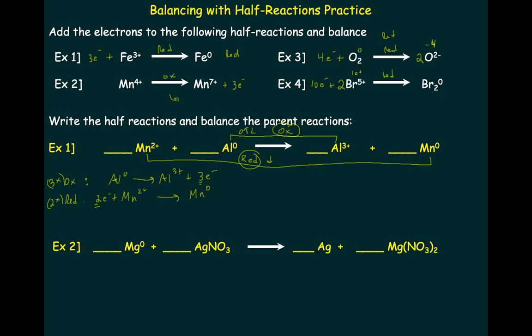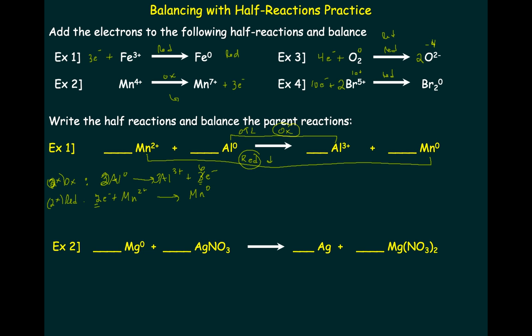So watch what I'm going to do. I'm going to take everybody and multiply them by 3 here. 3, 3, and I'm going to make this a 6. And I'm going to take this 2, and I'm going to multiply this by 2. My mistake.